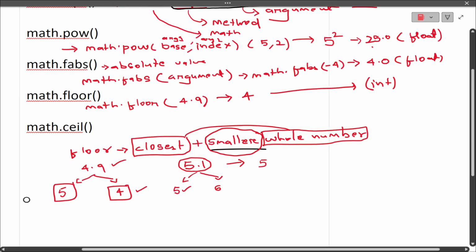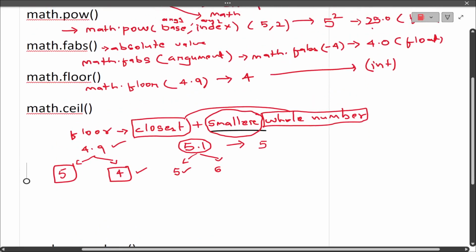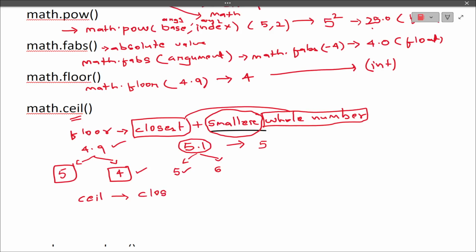Okay, I mistakenly wrote something here. Now, have you understood what this math.floor is? Now talking about ceil. Ceil is just the opposite of this. Ceil also means the closest one. Let me use closer one.